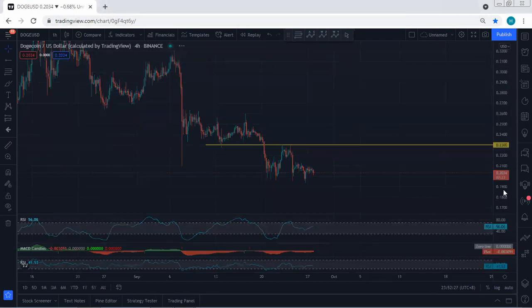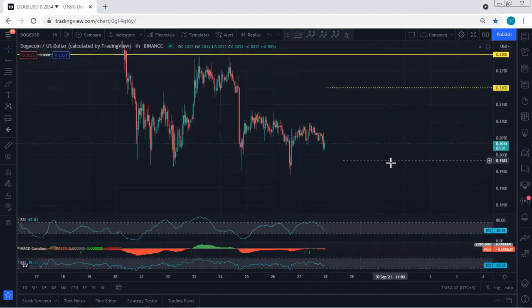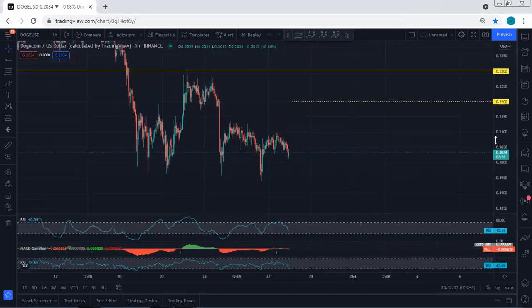How to look for a trade? If I move to the 1 hour chart, based on the 1 hour chart, if I want to look for a trade, the only way is either we put our entry at the top, which is 0.21, or at the previous top, which is somewhere around 0.214.